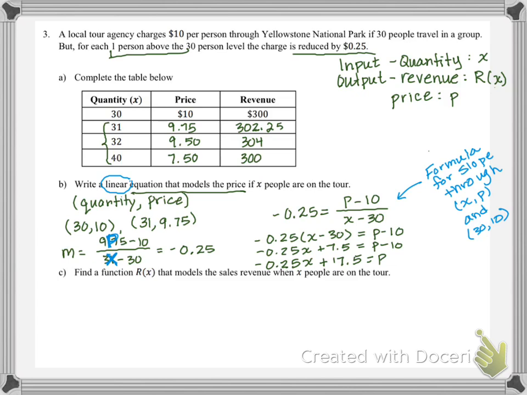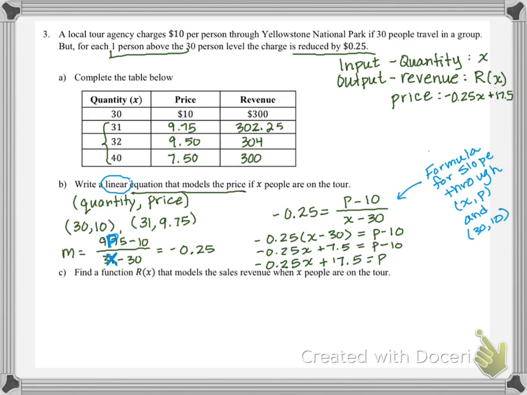It wasn't quite as easy to get to as on the last one. We had to do a little bit more work, but now we can replace P with negative 0.25x plus 17.5. And we have to do that before we can write our revenue function. We have to get all our unknowns in terms of our input, in terms of x, because I'm not allowed to have more than one variable in my function.